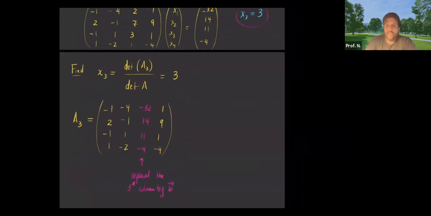Okay, so any questions about Cramer's rule? Is that understood? Everything okay? Great, great. So that's the extent of what I want to cover for Cramer's rule. And now let's head back into the world of subspaces, vector spaces, and the like.